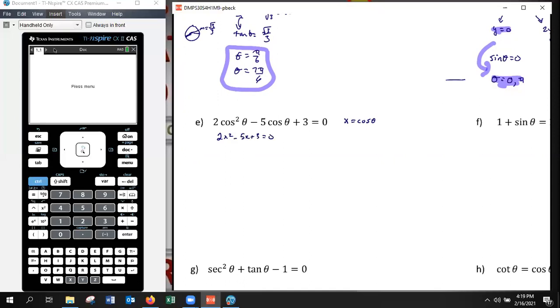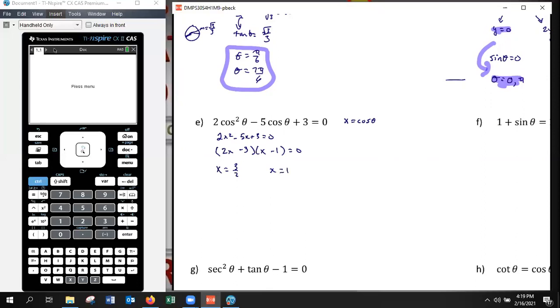And so we will factor this. We know that this must be 2x times x. And what multiplies to give us a positive 6, but adds to give us a negative 5? That would be a negative 2x and a negative 3x. So 2x minus 3 times x minus 1 equals 0. That means x is going to equal 3 halves, and x is going to equal 1.